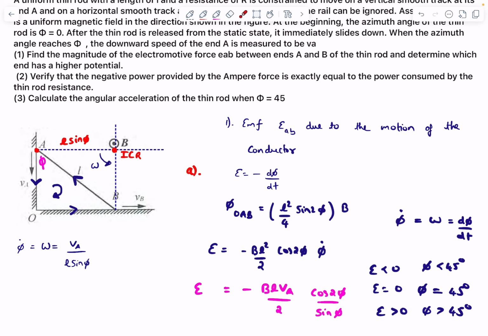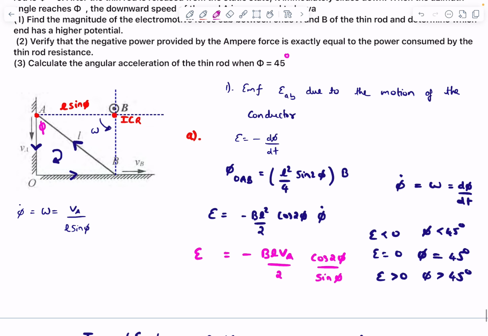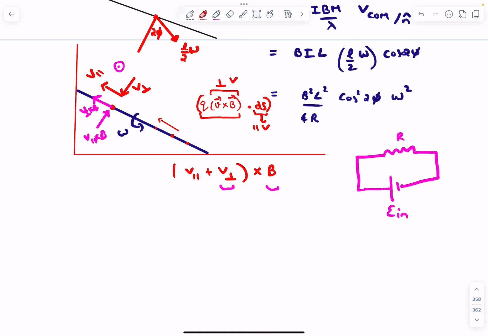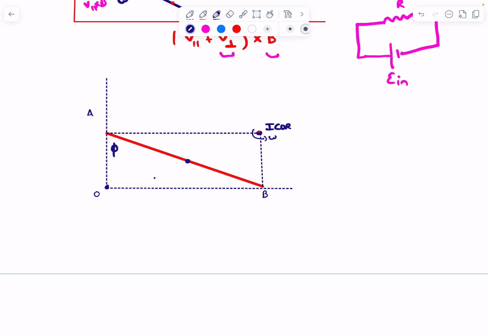Now in question 3, we have to find the angular acceleration of the rod when phi is 45 degrees. The phi equal to 45 degrees just makes it very easy, because at that instant we know that the current in the circuit will be 0. So the torque will only be present because of gravity. You don't really have to consider the torque due to Ampere force or anything like that. So we'll just calculate the angular acceleration for a general angle phi, and then substitute phi equals 45. Let's take the general phi case, and let's say the current is in the counterclockwise sense.